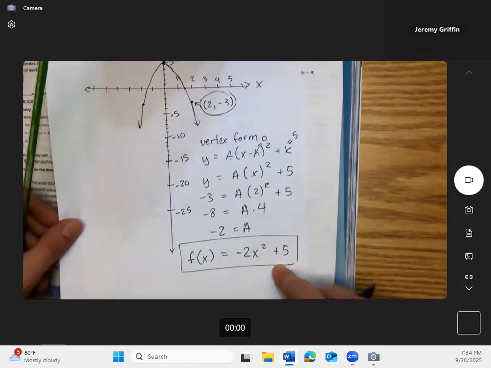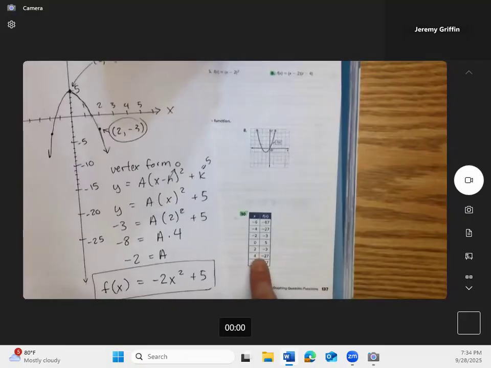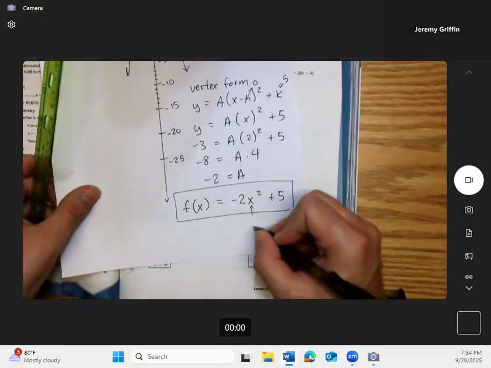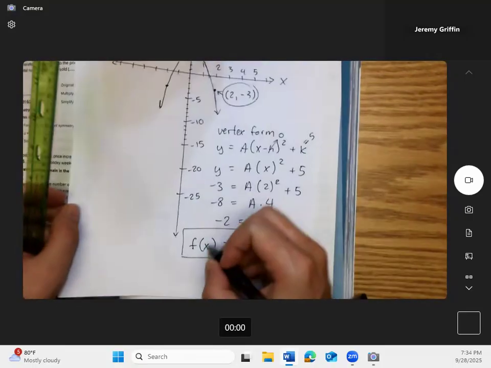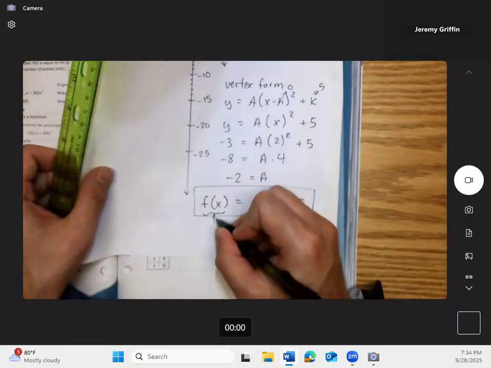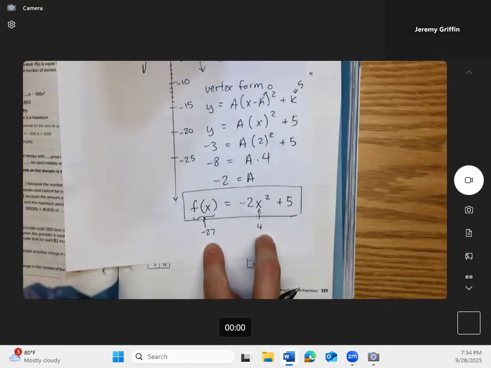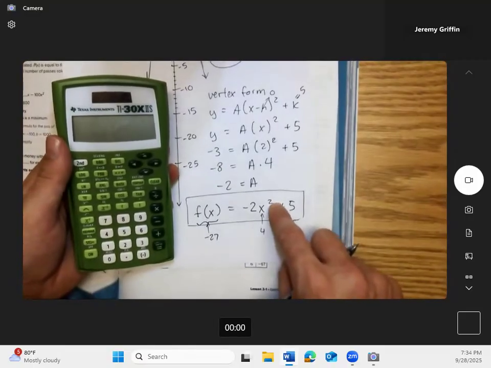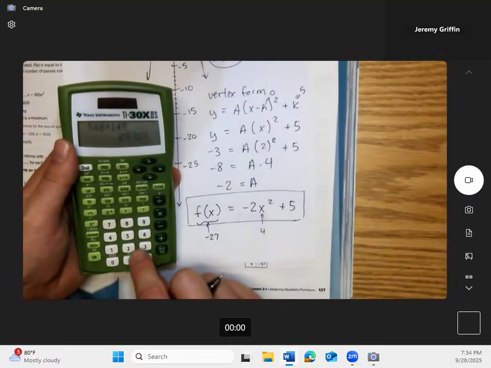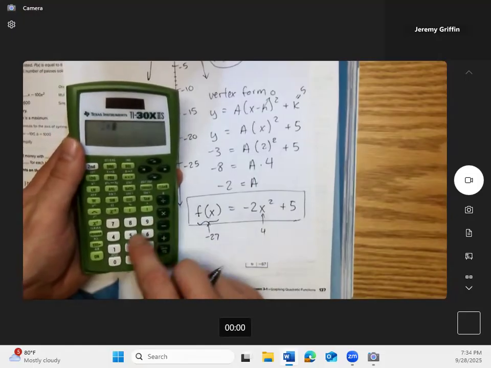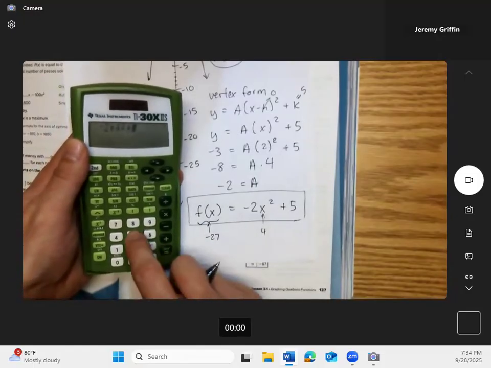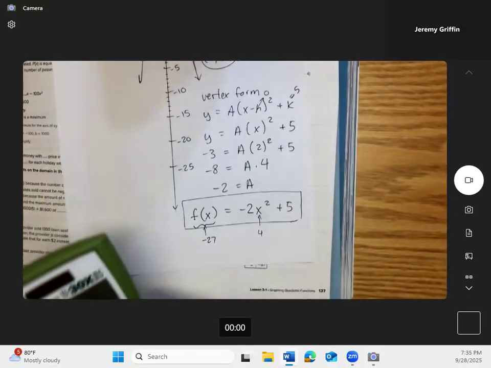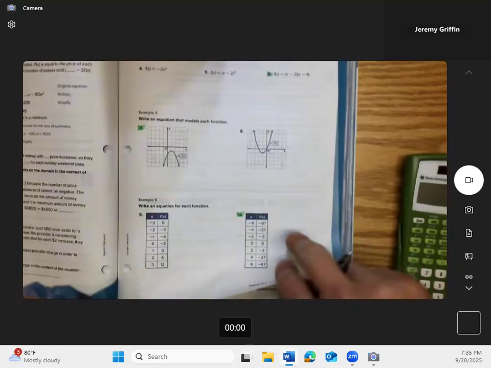Just to make sure, I'll pick any of these other points. How about 4 comma negative 27? If I plug in 4 for x, I should get negative 27 for my y value. If that's true, then this is definitely correct. So negative 2 times 4 squared, which is 16, and then plus 5. Yes, it is. Look at that, negative 27. That is good.